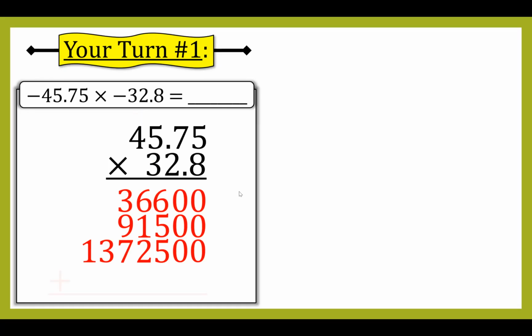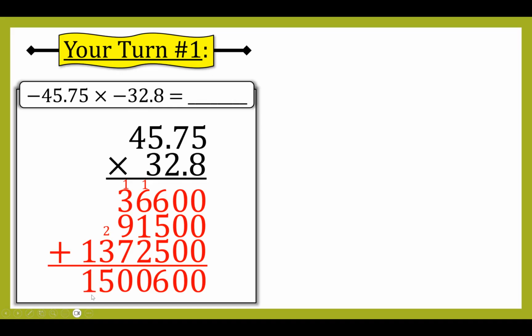All right, I'm going to go ahead and add. 0 plus 0 plus 0 is 0. 0 plus 0 plus 0 again is 0. 6 plus 5 plus 5, that will give me 16. 1 plus 6 plus 1 plus 2, that will give me 10. 1 plus 3 plus 9 plus 7 will give me 20. 2 plus 3, that gives me 5. And here I just have 1.